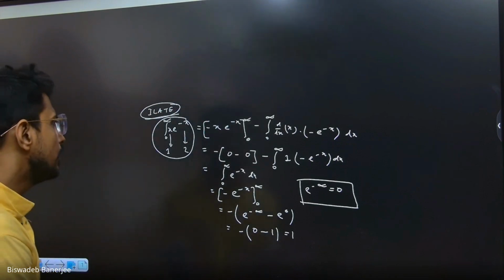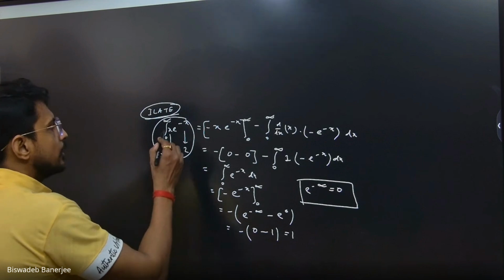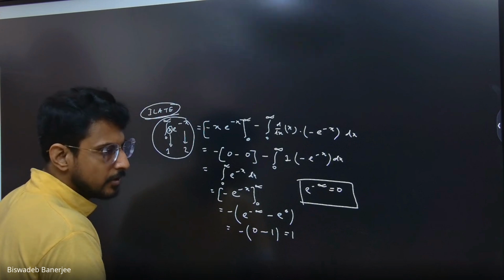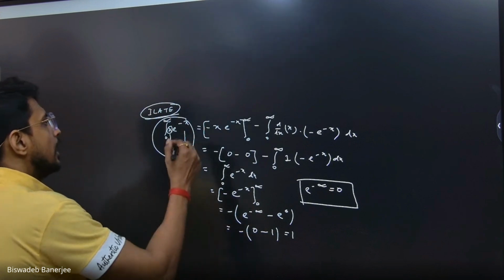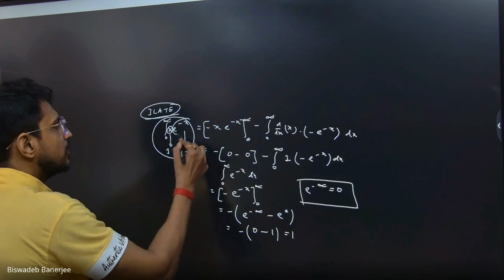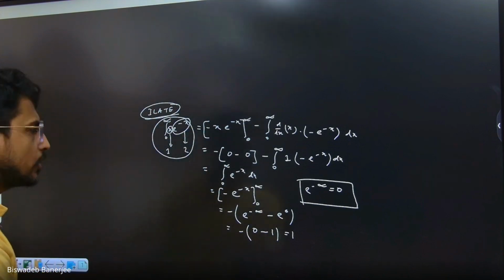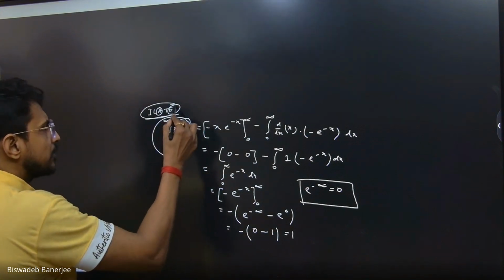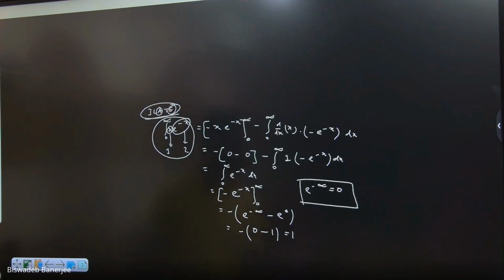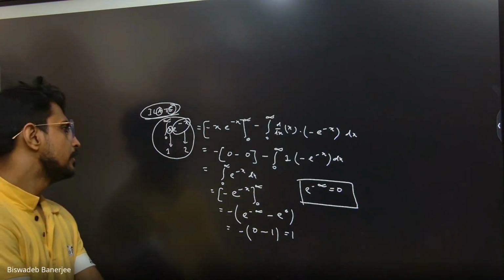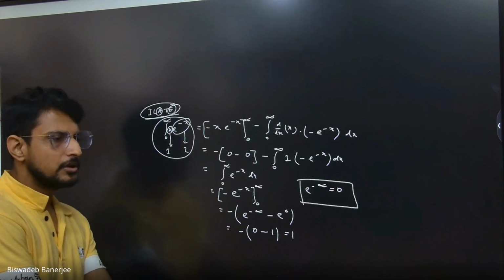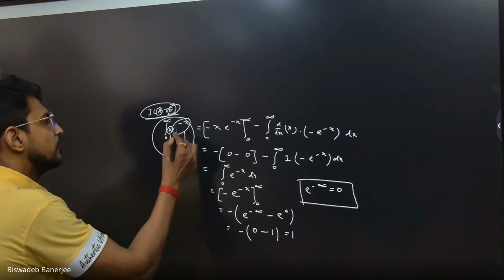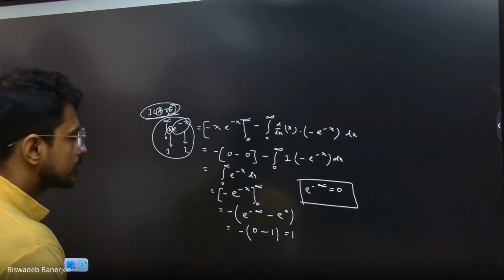So what is my rule? According to my rule, my x is called an algebraic function. And my e to the power minus x is an exponential function. And by the ILATE rule, A comes first and E comes second. See that. So x is my algebraic function, and my E stands for exponential function.